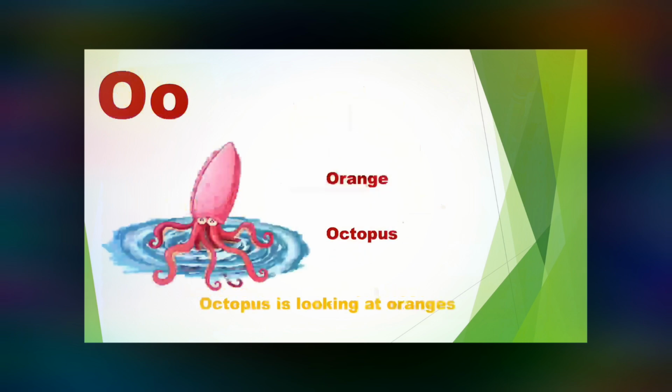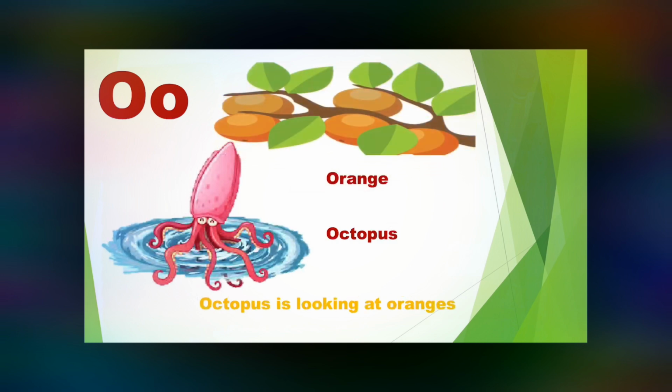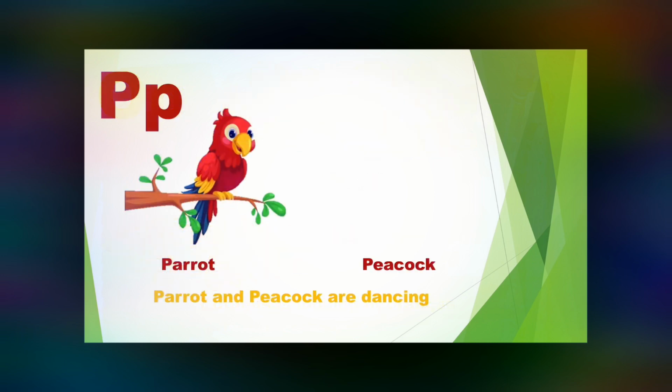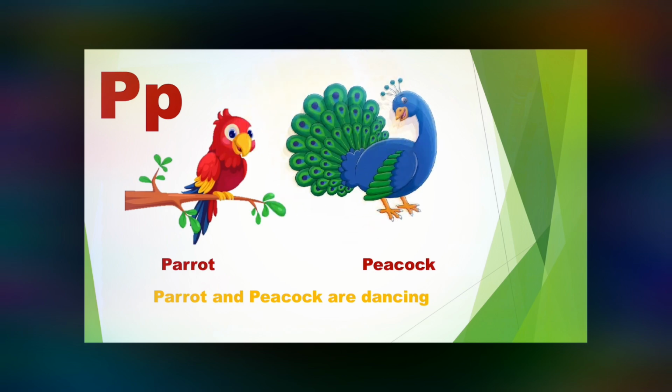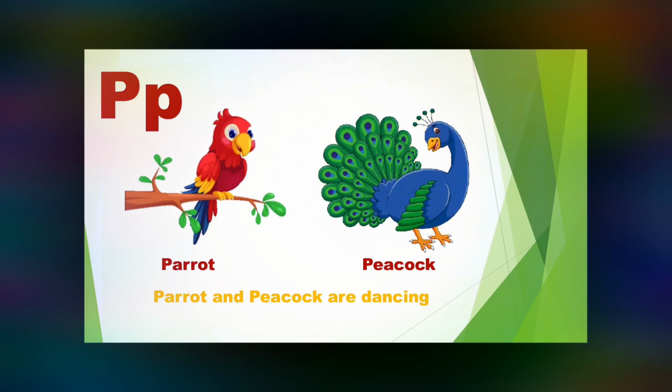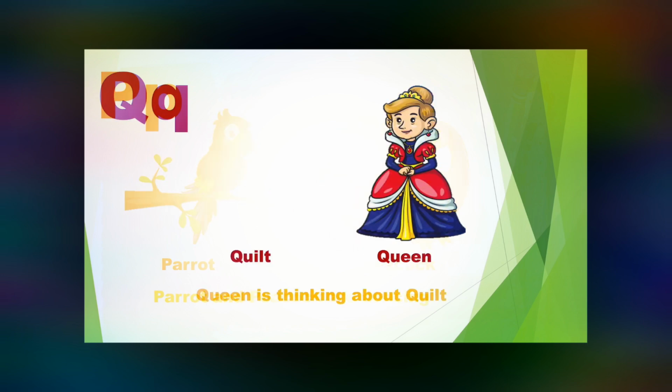O. O for octopus. O for oranges. Octopus is looking at the oranges. P. P for parrot. And P for peacock. Parrot and peacock are dancing.